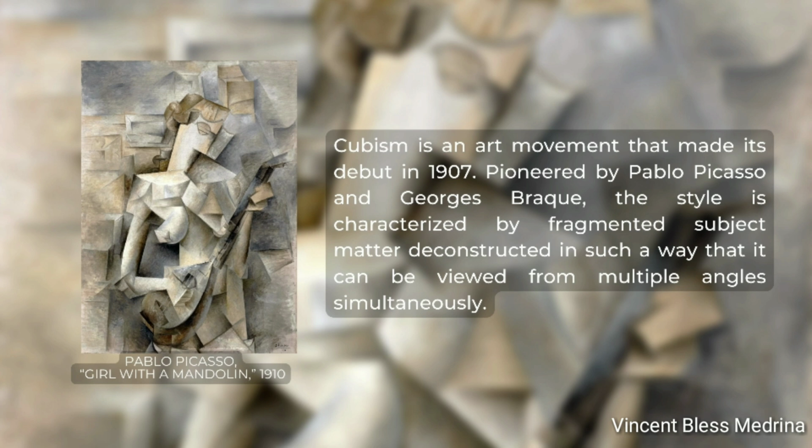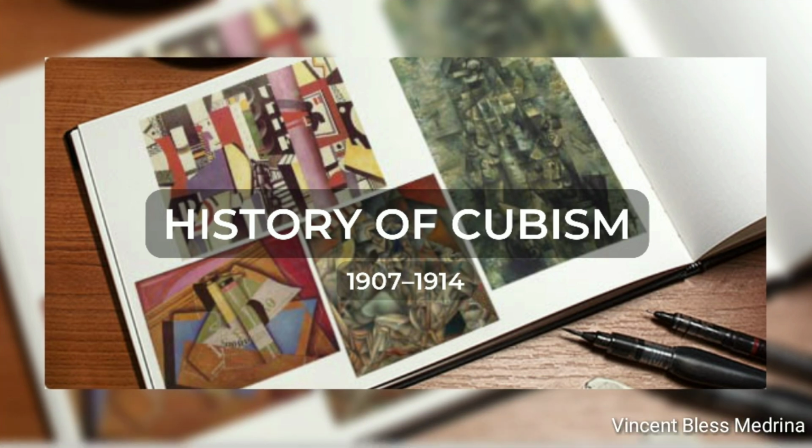Cubism. Cubism is an art movement that made its debut in 1907, pioneered by Pablo Picasso and Georges Braque. The style is characterized by fragmented subject matter deconstructed in such a way that it can be viewed from multiple angles simultaneously. As you can see on the left side, it is a painting titled Girl with Mandolin, created by Pablo Picasso. History of Cubism.